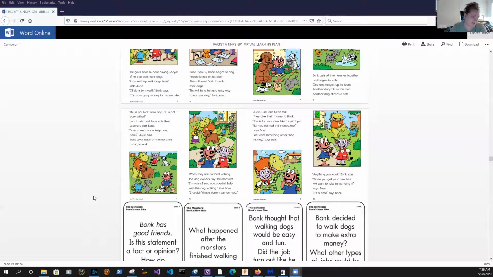"We want something other than money," says Lurk. "Anything you want," Bonk says. "When you get your new bike, we want to take turns riding it," says Jupe. "It's a deal," says Bonk.